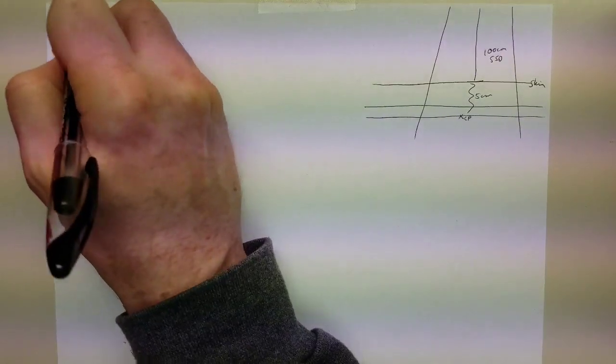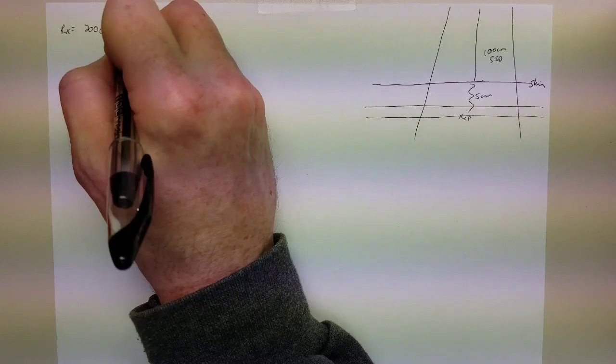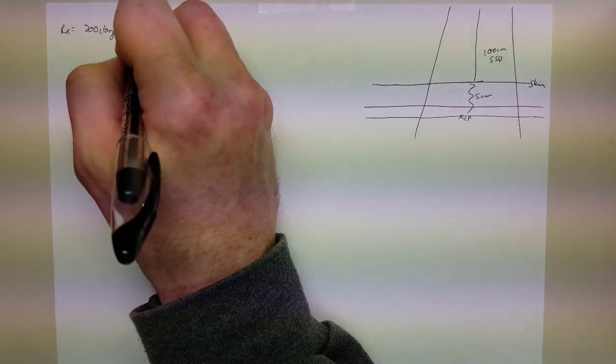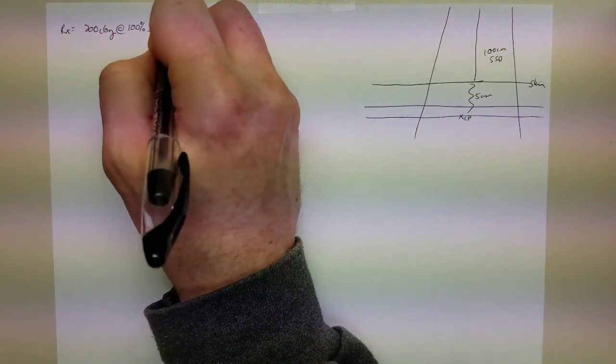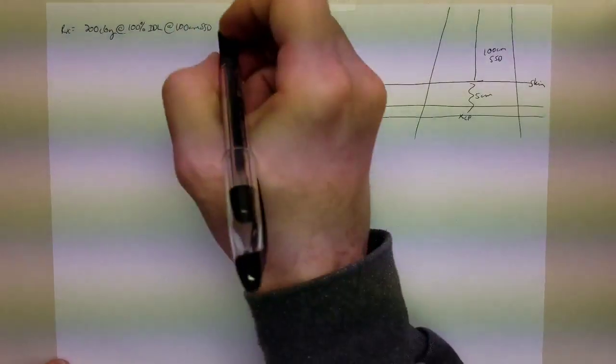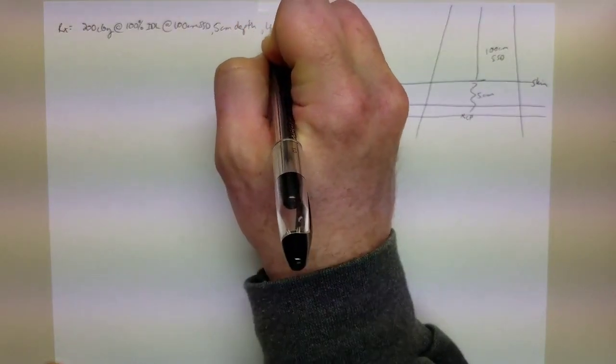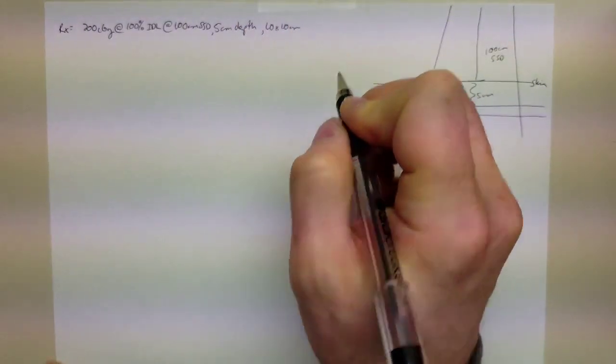The physician wants to deliver 200 centigray at the 100% isodose line at 100 centimeter SSD, 5 centimeter depth, for a 10 by 10 centimeter field size. Now I know that for a PA spine field we're not going to be using 10 by 10 clinically, however for this example it'll just make the math a little bit easier.